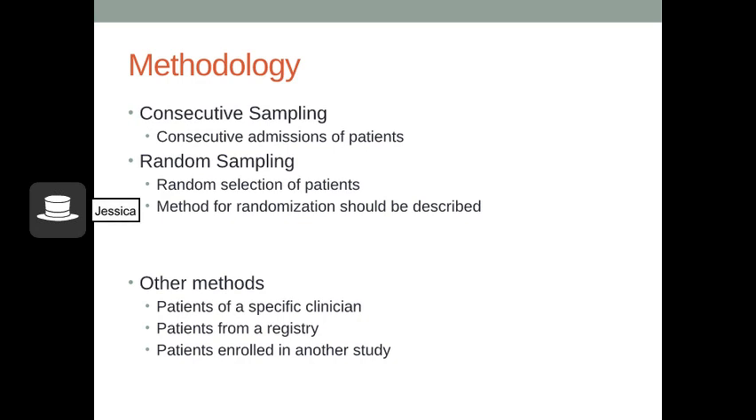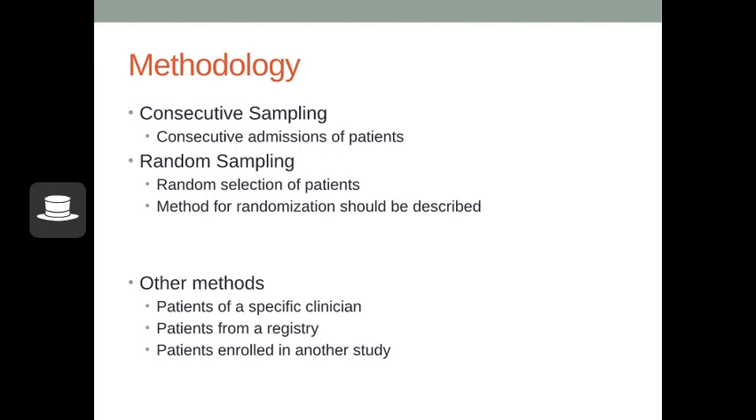In order to have a representative sample in a diagnostic study, there are two sampling methods that are considered the best methods to use. The first is consecutive sampling, and that's when you start at a certain time point and then take all the consecutive admissions of patients who are presenting with the potential of having the condition that you're doing the diagnostic testing of.